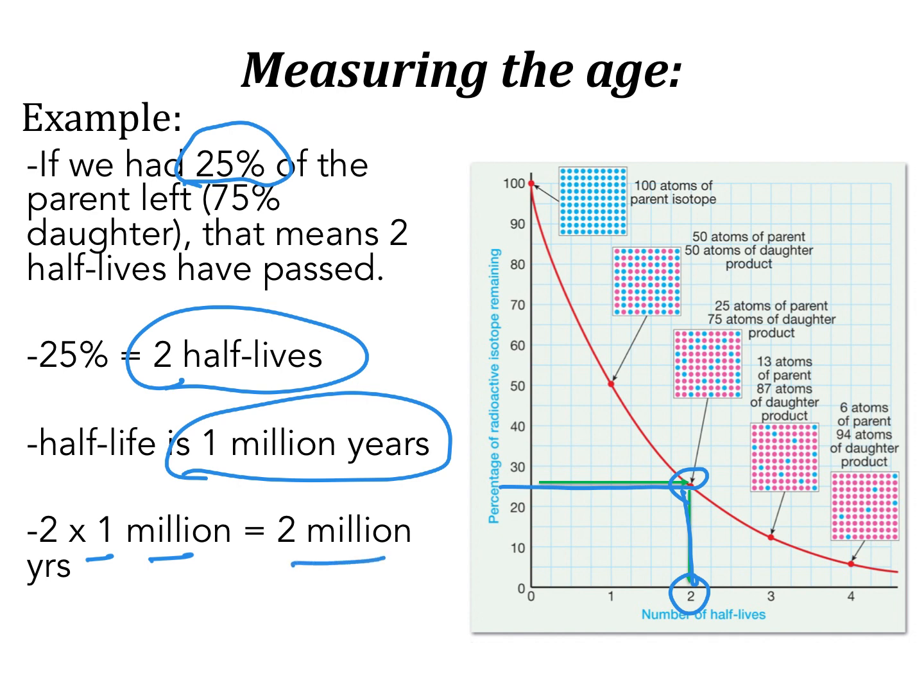So you're going to be doing some of these calculations in lab, and what you'll be given is always a percentage of either parent or daughter. That's going to allow you to figure out how many half-lives have passed. So this allows you to find this, and then you'll be given this, or you'll be looking it up on a table.